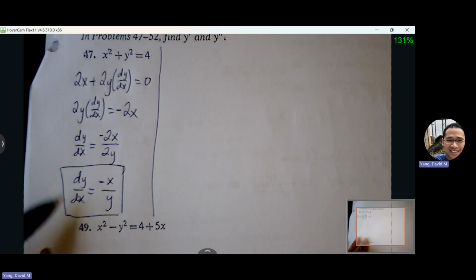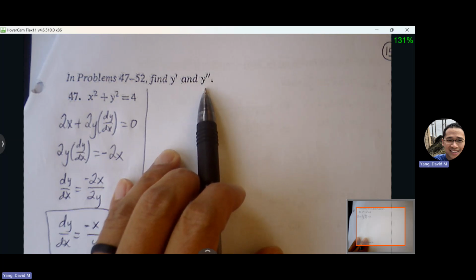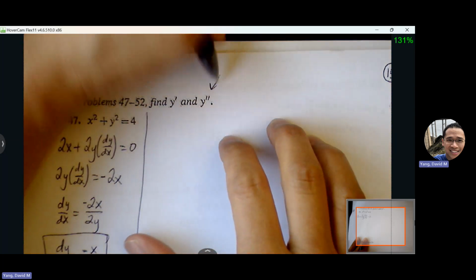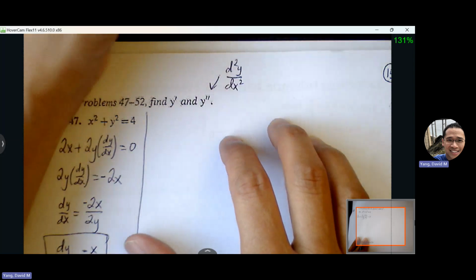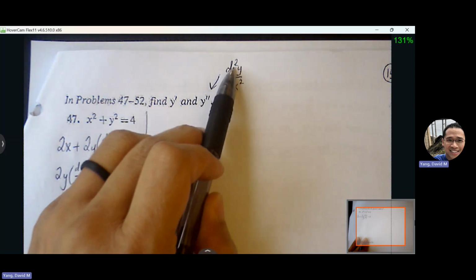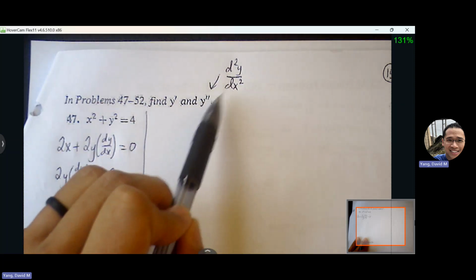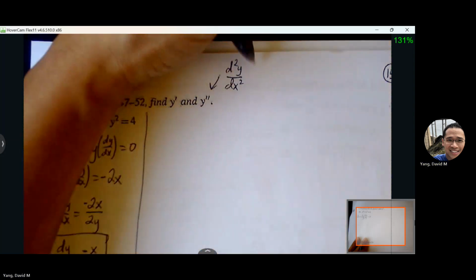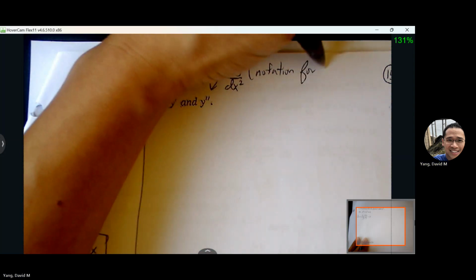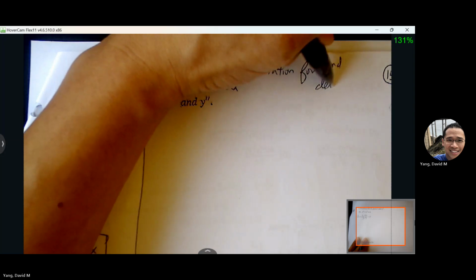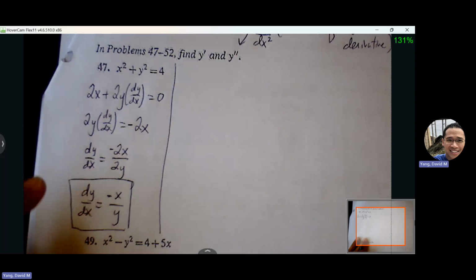Now, if I want to find the second derivative, they say y double prime, which is fine. I want to show you a different notation for y double prime. It looks strange here. It's d2y over dx2. This doesn't mean to square my derivative. This is just a notation for the second derivative. So, all right, so we want to find the second derivative.